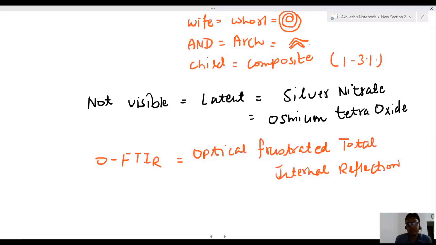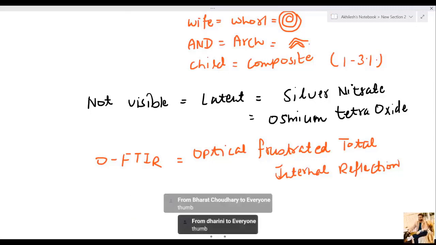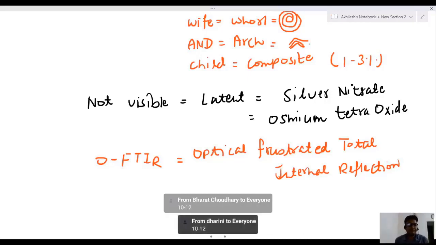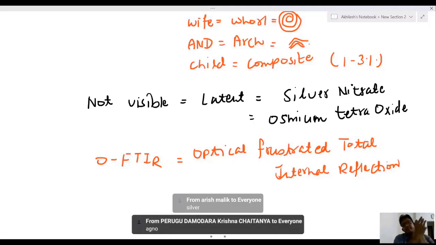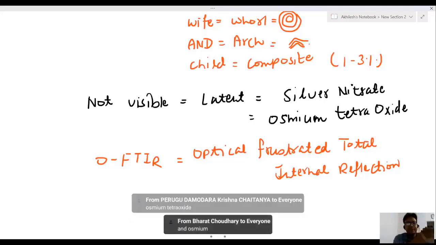Which is the best finger to take fingerprint? Yes, thumb. How many minimum points should be similar? 10 to 12. What are the two chemicals used to detect fingerprints? Silver nitrate and osmium tetraoxide.